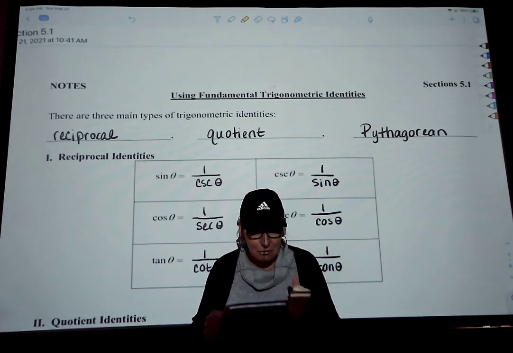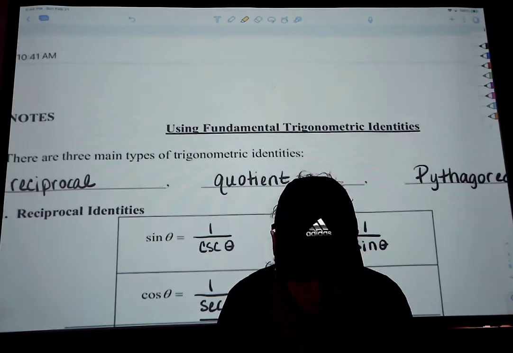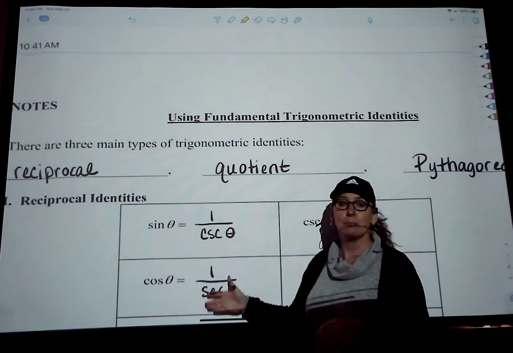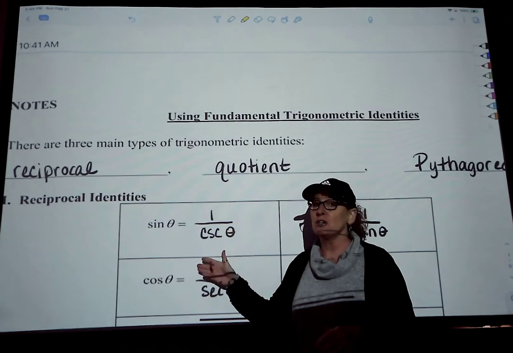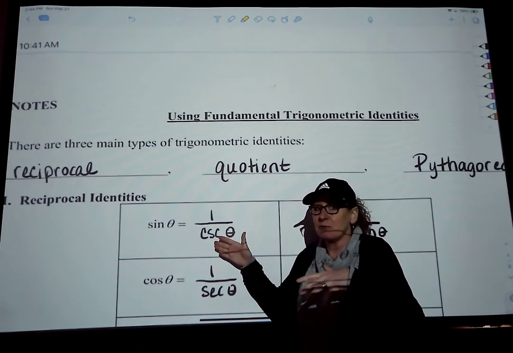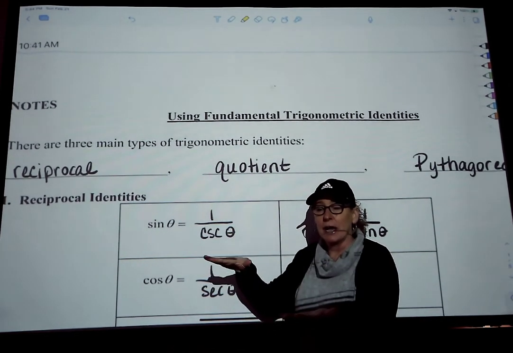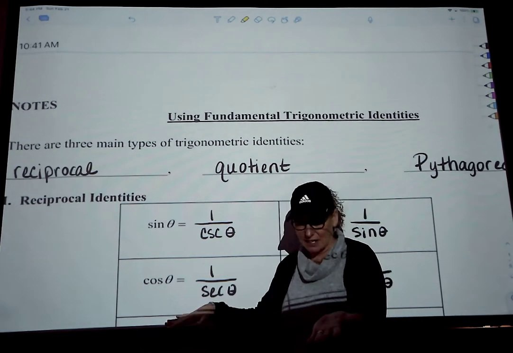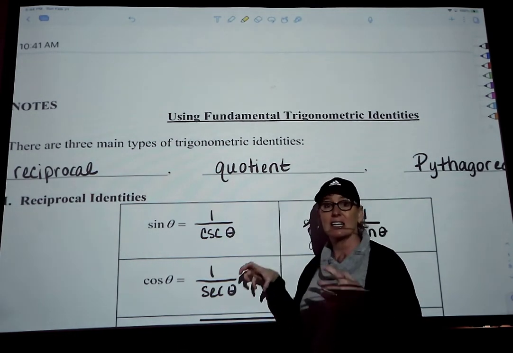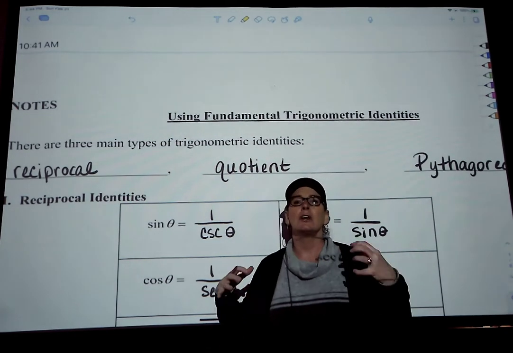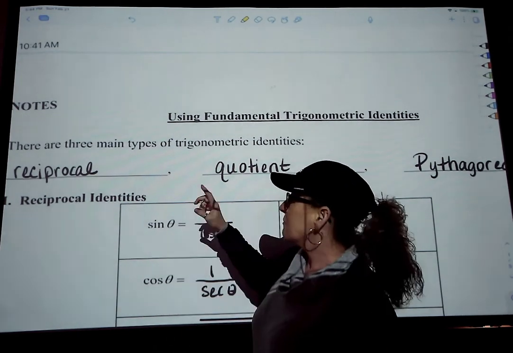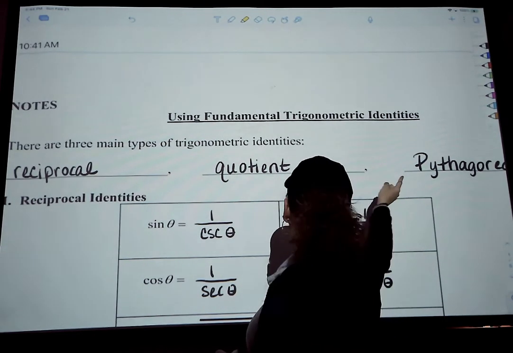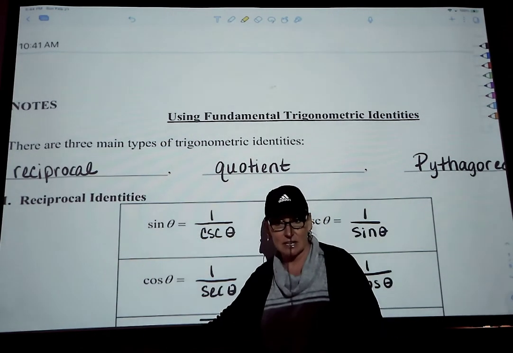So what I'd like you to do first is, on the page where all of the tables are, we're going to use this page. You're going to have this piece of paper in front of you as we're working through the examples today, and the next day, and the next day. So make sure this is good, clean, legible. You're going to use it quite a bit. We have 3 different types of identities. We have reciprocal, quotient, and Pythagorean, and those are all listed down the side of the page.